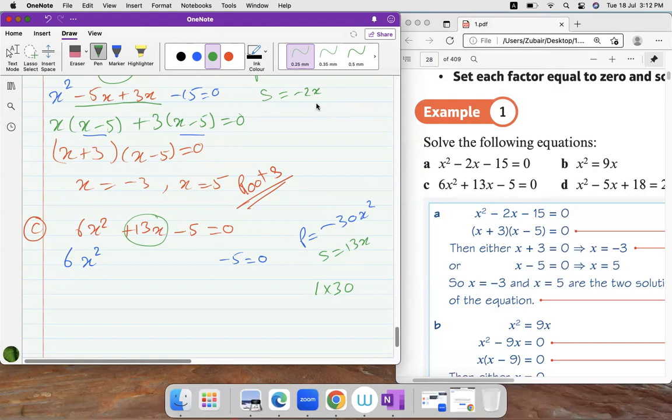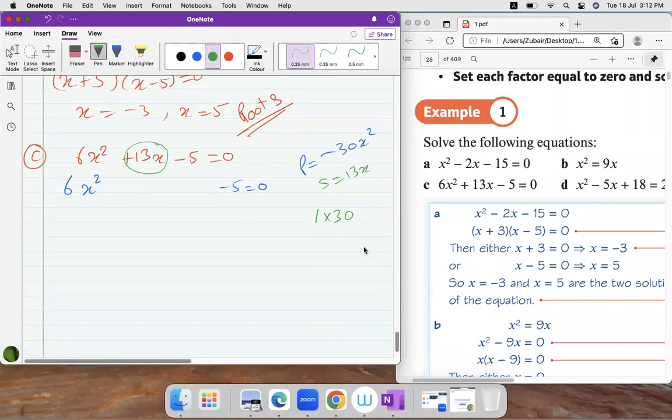Kamran, I think I got my two roots. And what are those? I also completed the question. I got 1/3 and -5/2. Okay, let's check. Same, we get the same answer. Two people have the same answer, so that would be correct. I'm just discussing one of the methods. If you ever get stuck, this is one of the ways you can do it.